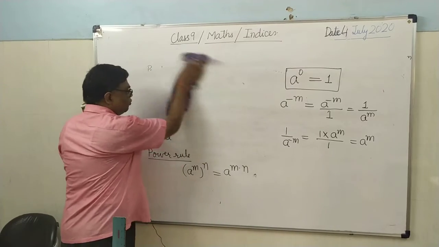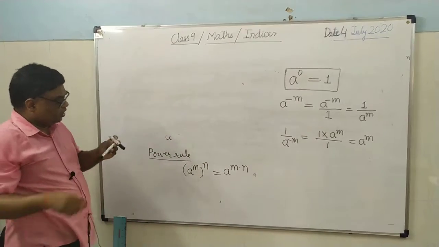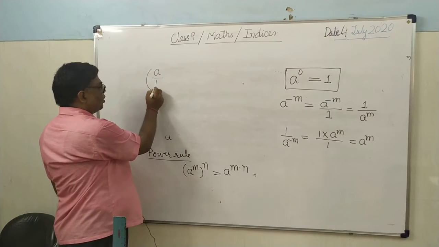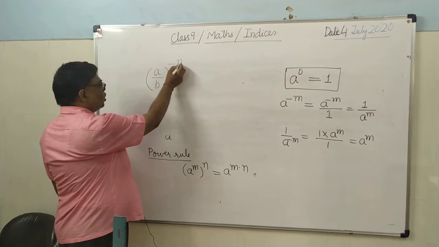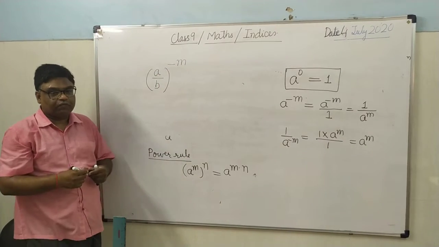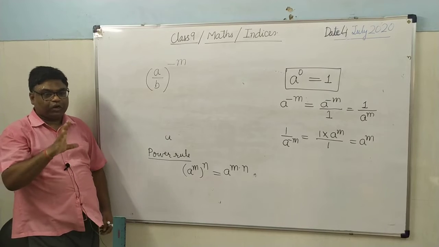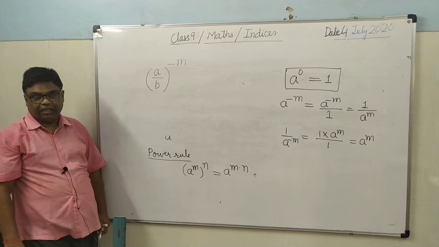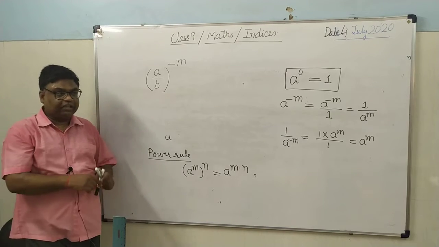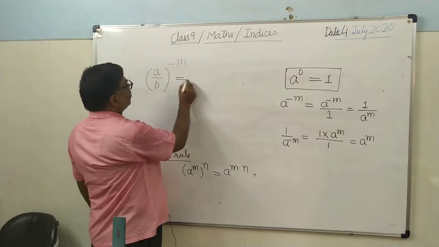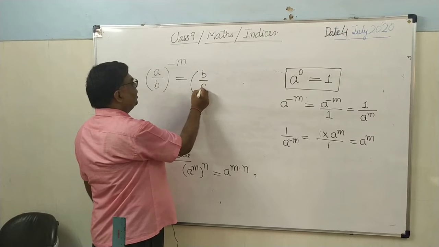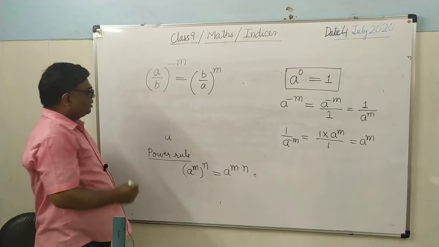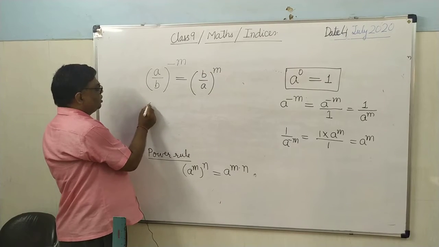In the same continuation, there is one more rule here. Suppose there is a fraction and over that there is a negative power. What will you do? You will reciprocate the base. Reciprocate the base means base का उल्टा कर देंगे, and make the power positive, that is b upon a whole to the power m. Is it clear? Then there is one more thing.